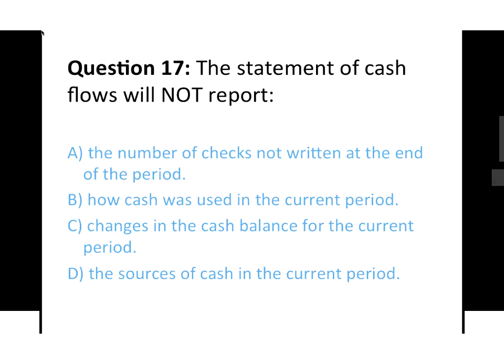How cash was used in the current period? Yes, that is the purpose of the statement of cash flows, to show you how it was used. So then it gives us the first answer, A, the number of checks not written at the end of the period. What is that number?